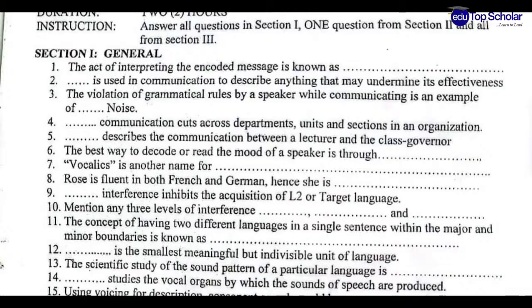So the type of interference they are referring to here is semantic interference. Now, the level of interference here is semantic level.